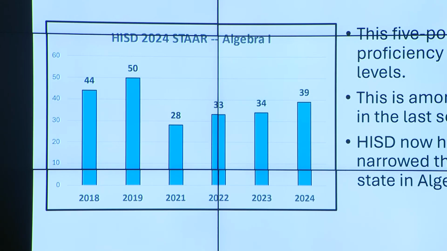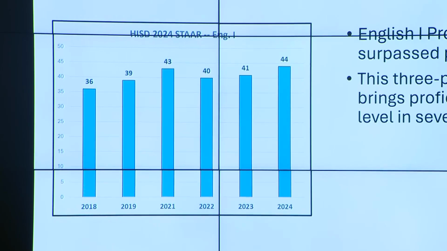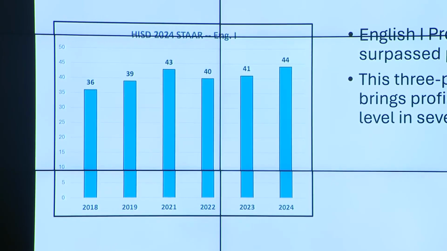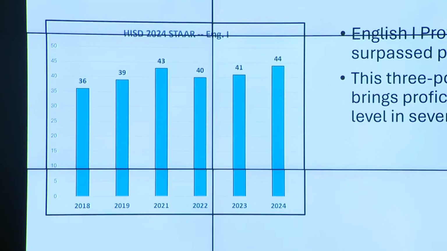This is our algebra scores. We've got a lot more data, but I'm just going to go through this quickly. Algebra 1, we gained 5 points. And I think we're going to send this to you electronically, so you'll have it. English 1, we scored a 3-point increase, but that's more than the pre-COVID years.